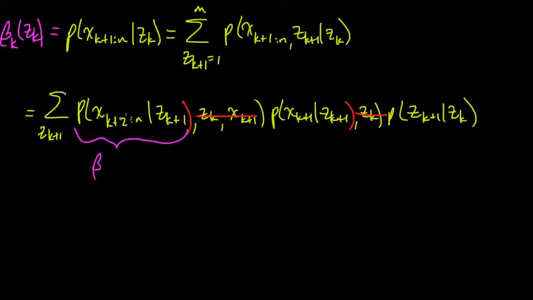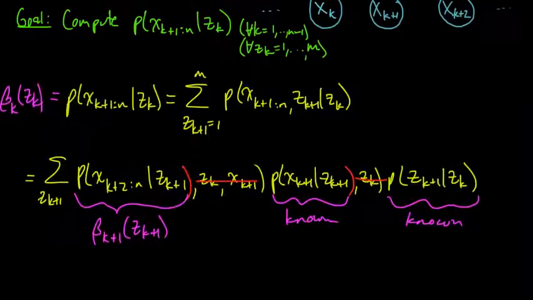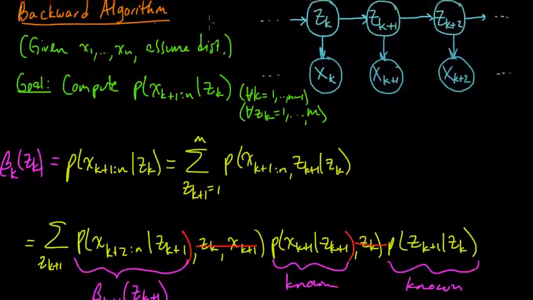So what is this? That was k plus 1, this is k plus 2, that was k, this is k plus 1, so this is beta k plus 1 of zk plus 1. It depends only on zk plus 1. This is the emission probability. That's known. And this is the transition probability. And that's known. So this is super simple, right? It's just a one-line derivation. Well, 2 lines on the screen, I guess. 1 line if you write it on a piece of paper, probably.